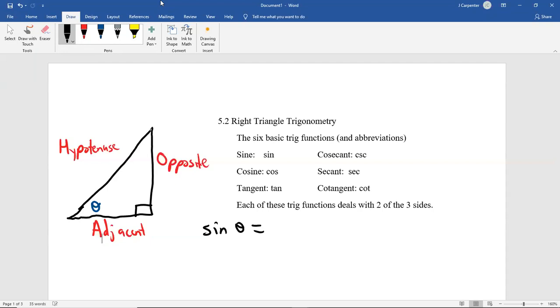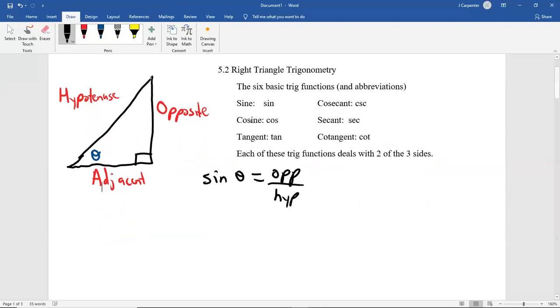So sine is the ratio of specifically opposite to hypotenuse. And I'm going to use the 3-letter abbreviations. Opposite over hypotenuse. Give myself a little more room. Cosine of the angle is the ratio of the adjacent to the hypotenuse. And then tangent of the angle is the ratio of the opposite to adjacent.